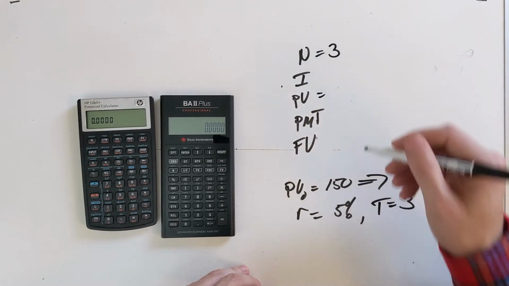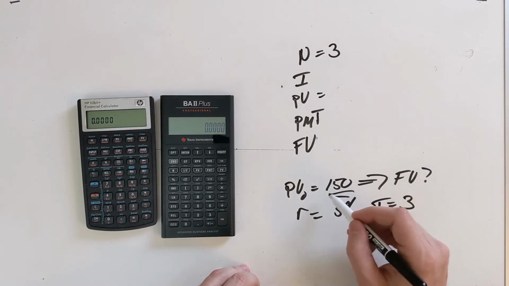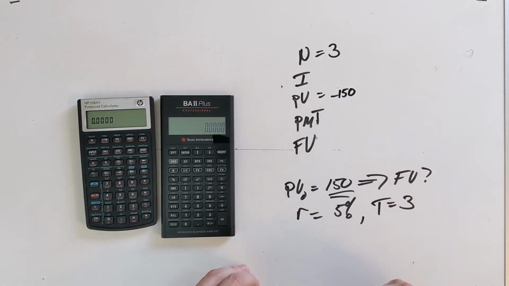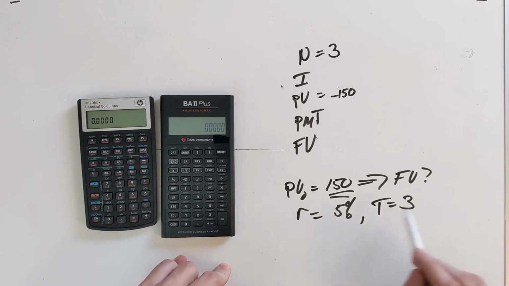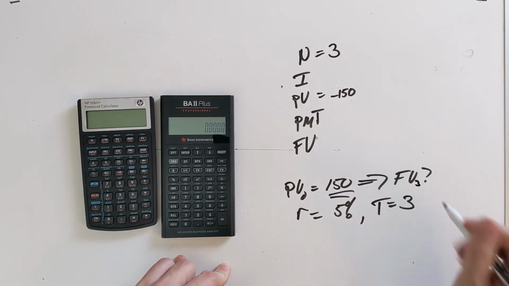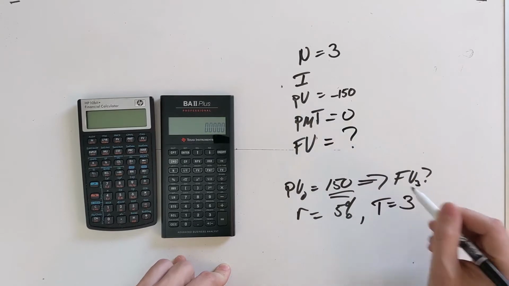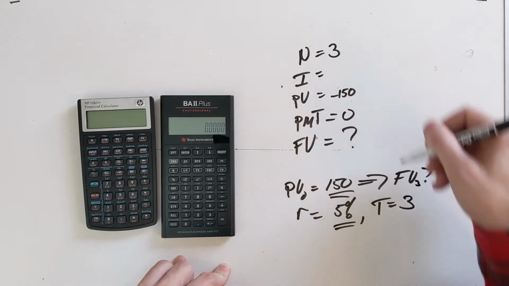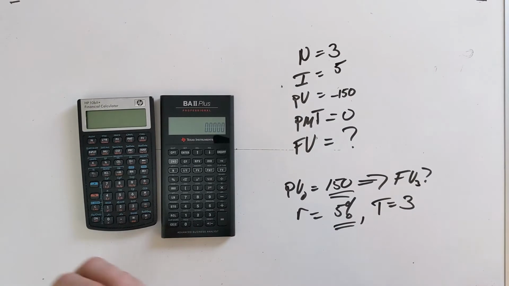The present value: if I'm going to make an investment, I have to give up $150, so I'm going to say negative 150 is my present value. There are no recurring payments. I give up my money today, and in 3 years, I get back some money. So I'm going to set payment to 0, and I am trying to figure out the future value. The last thing is the I: there are 3 years, and each year I get 5% interest, so I'm going to enter that as 5.